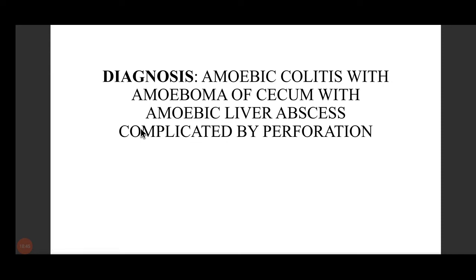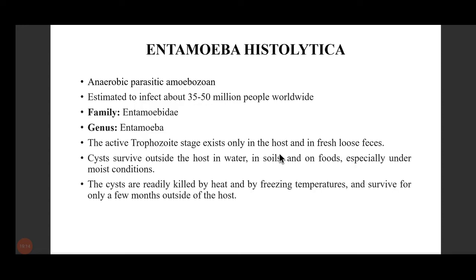I know it's a bit difficult, but I have covered almost 2-3 complications of Entamoeba. Amoebic colitis is normal. Amoeboma is one complication. Amoebic liver abscess is one complication, and perforation is there. Okay. And this acute condition can be termed as acute amoebic colitis.